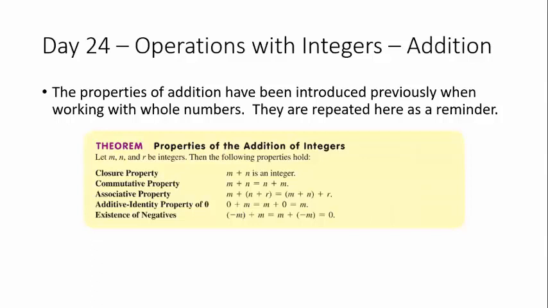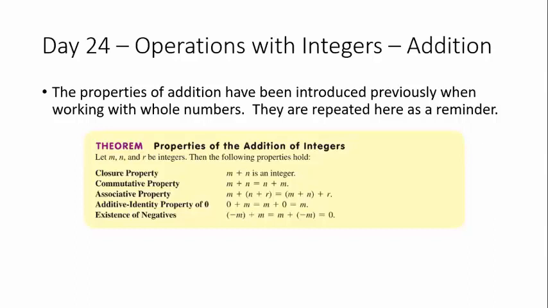And here are some properties for addition of the integers. We've seen these properties before, but not applied to the integers. So we have the closure property, which means that when we add a pair of integers, our sum is an integer. We see the commutative property repeated here.